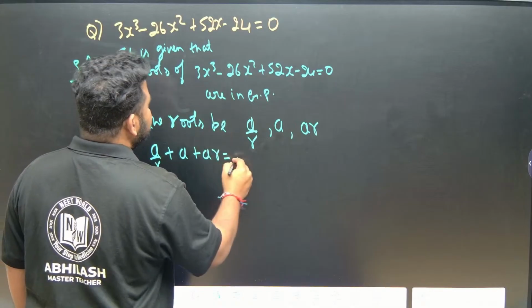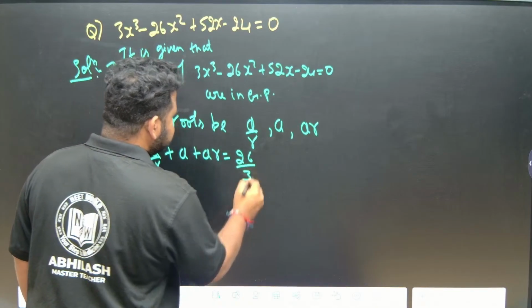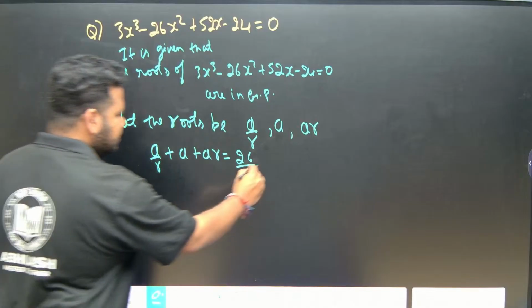This is minus b by a, that is 26 by 3. Okay, 26 by 3, correct? This is equation 1. Let us keep it as equation 1.